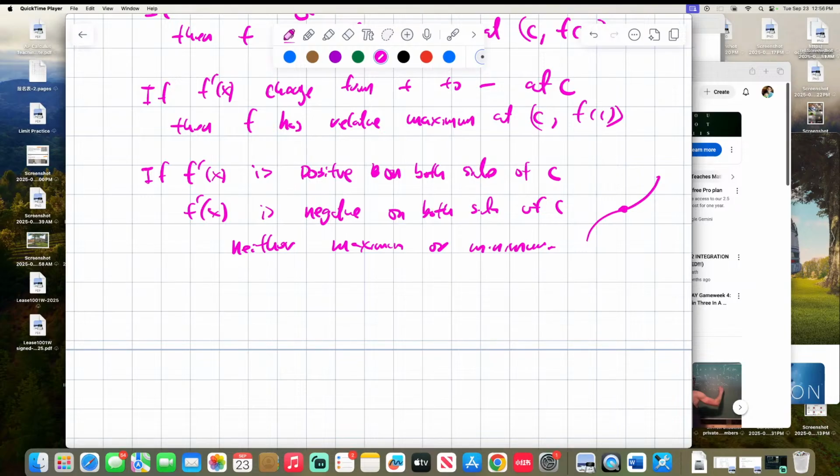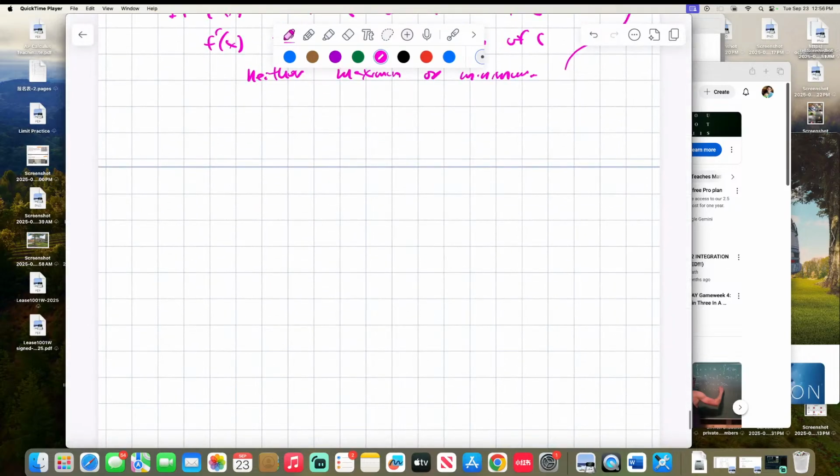And then we have to do the number line test. I will show you how to do the number line test, Aiden, in a second. But we're gonna go to the second derivative. So if f double prime of x is greater than 0, then f of x is what? Concave up.